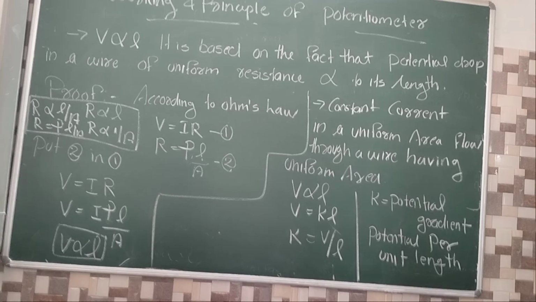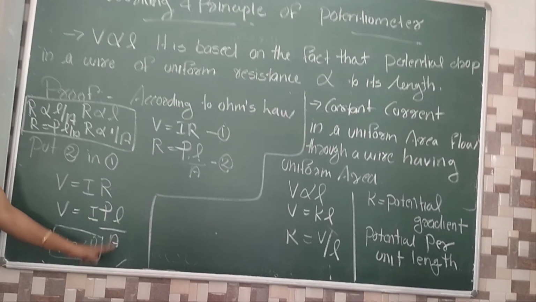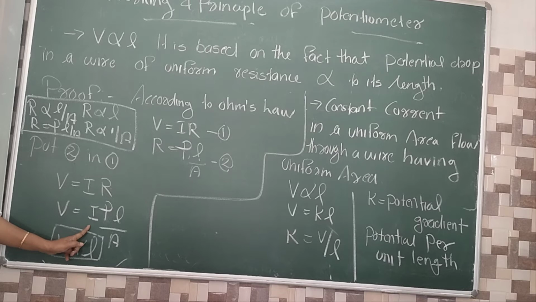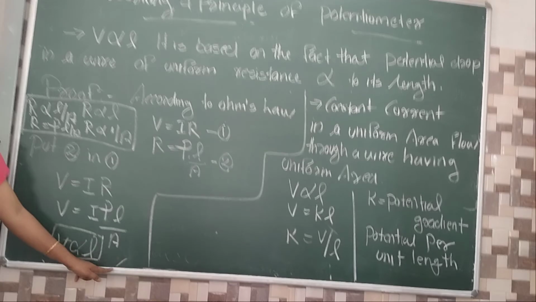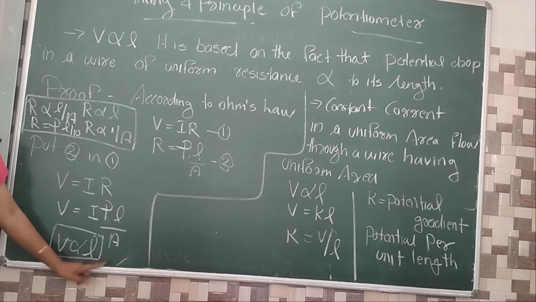What are the variables? So I, rho and A are constants. I is a constant, steady current. Rho is the same material. The conductor area is also the same. So only one variable is here, that is L. So that's the reason I can write V proportional to L. Clear, everyone? How does this principle come? This is the basic principle of the potentiometer: V proportional to L.